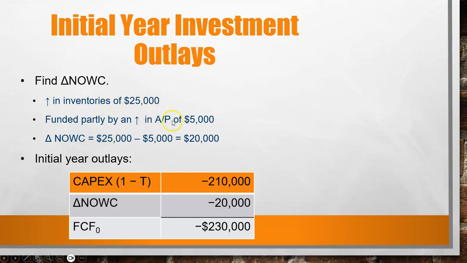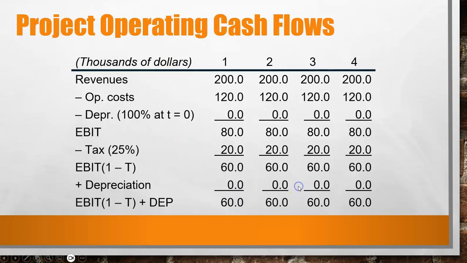Inventories are going up 25,000, funded in part by AP going up 5,000. So that's 20,000. Our initial outlay is $210,000 after taxes because we can depreciate the full 280 in the first year, which lowers our tax bill by 70. It makes the equipment outlay cheaper. So we have our free cash flows in the first year of negative 230.